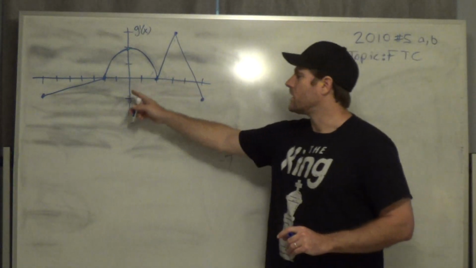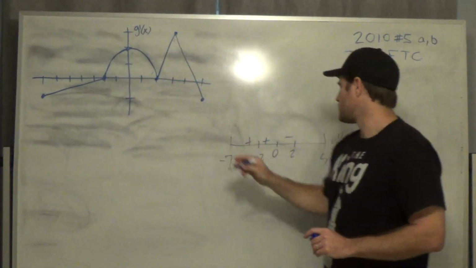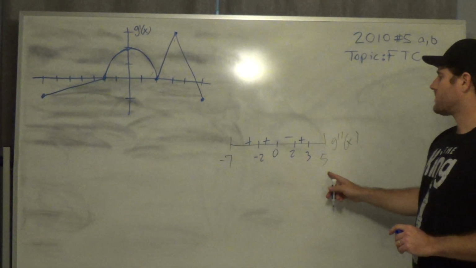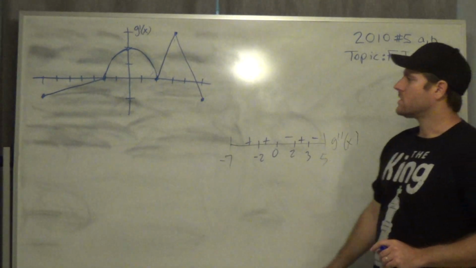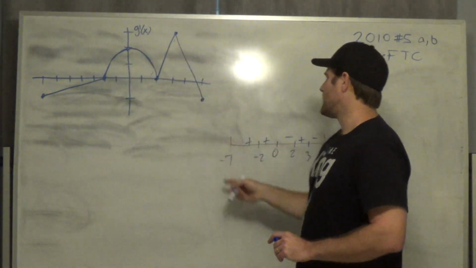So now I have negative slopes all the way to 2. So again, my slopes were positive, positive, negative. Now they're positive all the way to 3. So positive slopes to 3. And then from 3 to 5, negative slopes. So again, my slopes were positive, positive, negative, positive, negative.